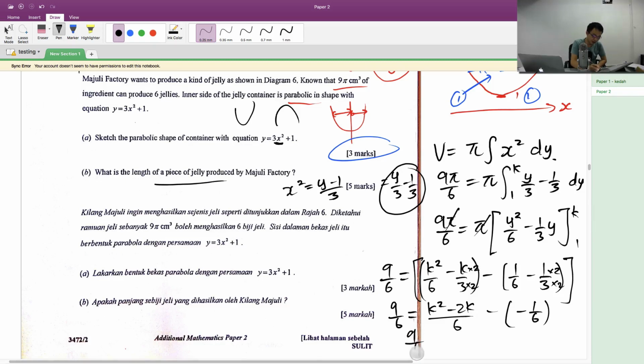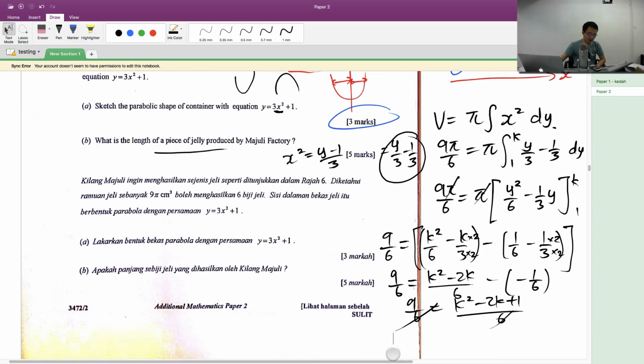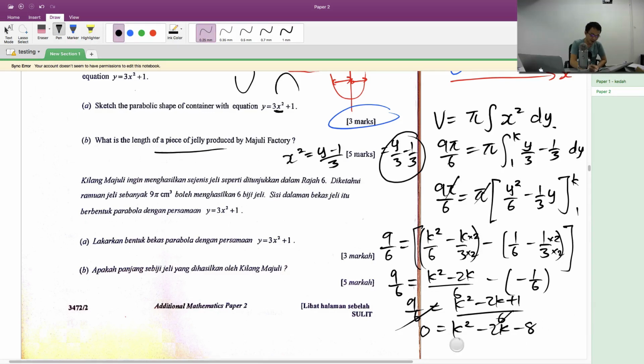So 9 over 6 equals k squared minus 2k plus 1 over 6. I multiply 6 on both sides, then there's no more denominator. I move the 9 to the other side: k squared minus 2k minus 8, because 1 minus 9. Then I factorize it, equals 0. So for k, I will use 4 and 2, negative and positive. Therefore, k equals 4 and k equals negative 2.